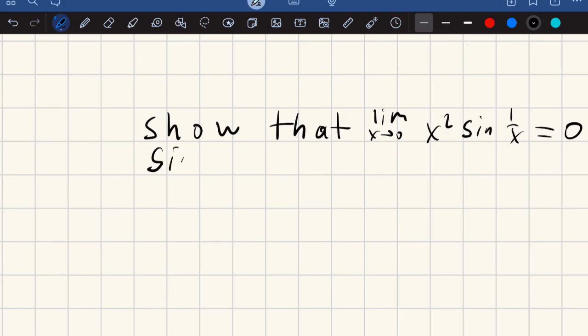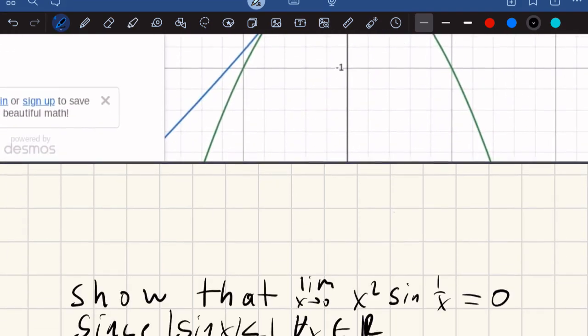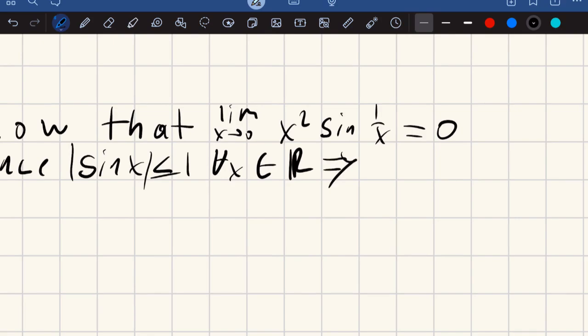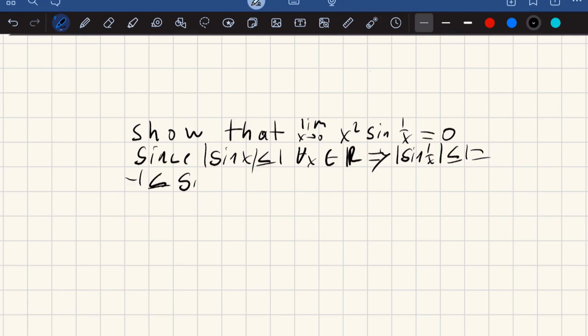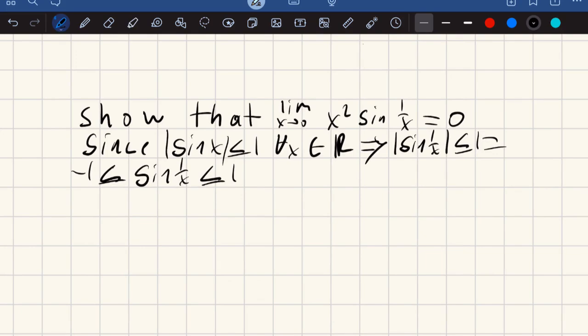So first you would say, since the absolute value of sine of x is less than or equal to 1 for all x in the real plane, it follows that the absolute value of sine of 1 over x would also be less than or equal to 1, which is also equal to negative 1 less than sine of 1 over x less than 1. So now we want to get this inside function to look like the function that's in our limit. So we have to multiply everything by x squared.